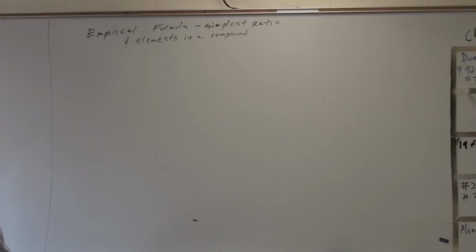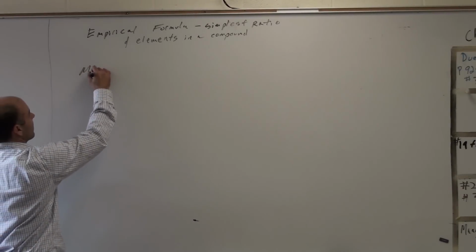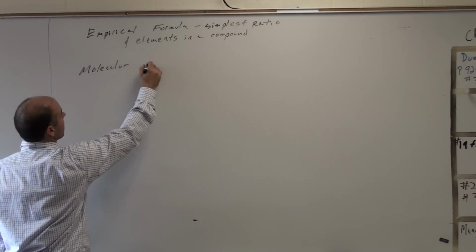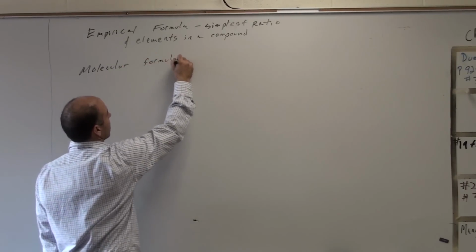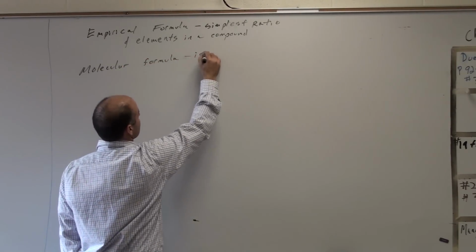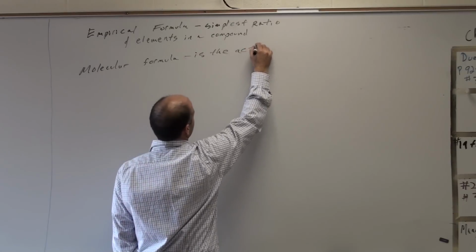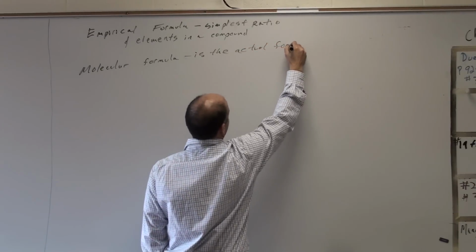Empirical formula is the simplest ratio of elements in a compound. So, the molecular formula is the actual formula.